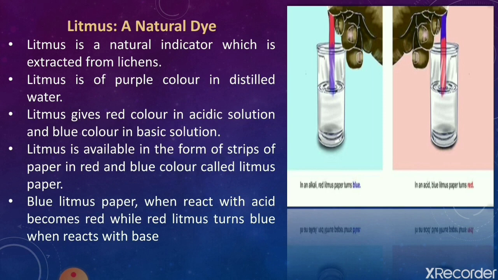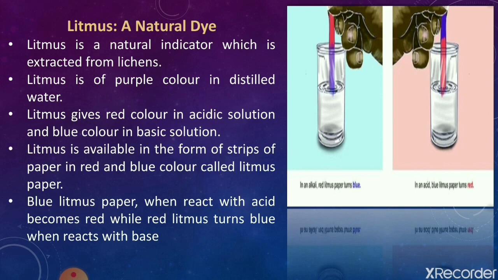Now first we will study about litmus. Litmus is a natural dye or natural indicator. In the first chapter I told you about litmus and from where we get it. Litmus is a natural dye, a natural indicator that is extracted from lichens. Lichens we have studied in the first chapter, in symbiotic plants: lichens are the association of an alga and a fungus.